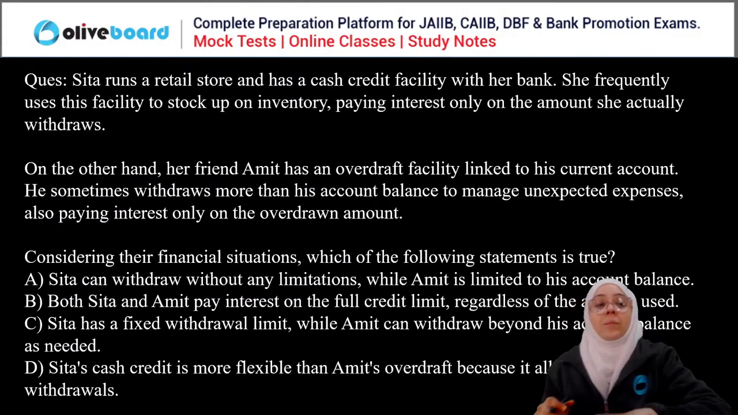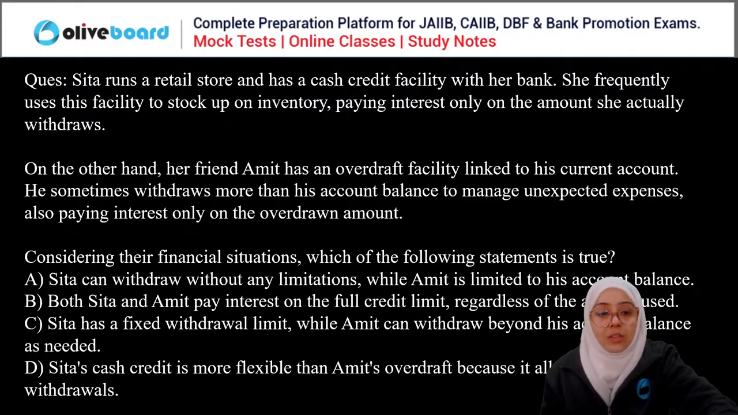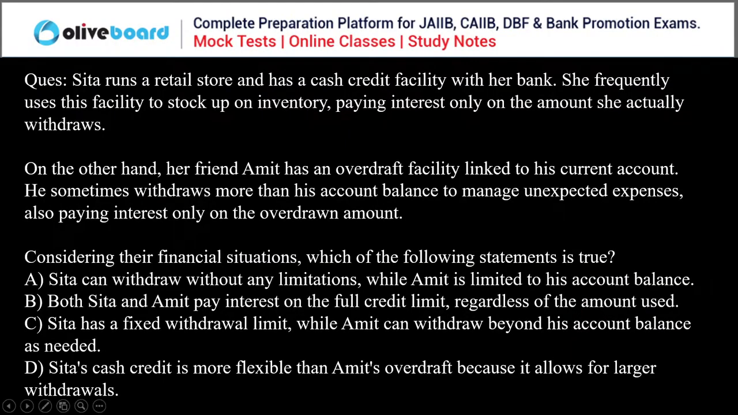Okay, next question. Now, see, this is the next question, and you have to focus on this question and answer it. Sita runs a retail store and has a cash credit facility with her bank. She frequently uses this facility to stock up inventory, paying interest only on the amount she actually withdraws. On the other hand, Amit has an overdraft.